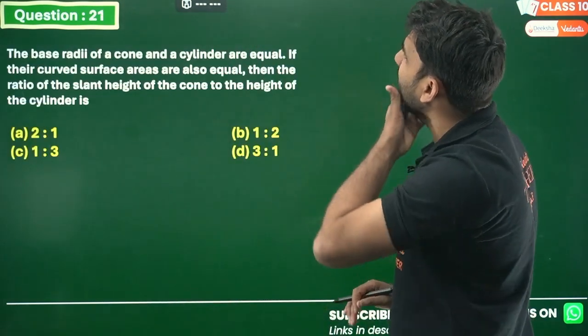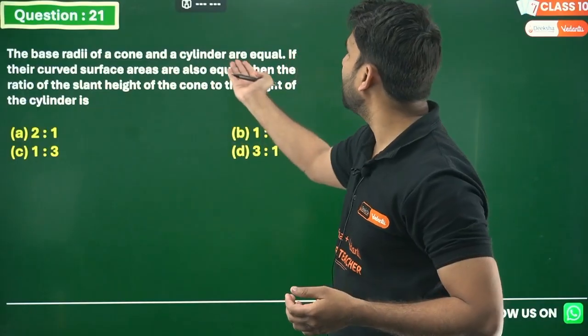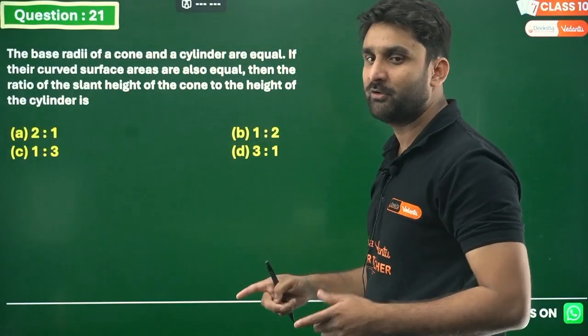Question number 21 is from surface area and volume. Again, we are talking about cone and cylinder. So you should have the formula.